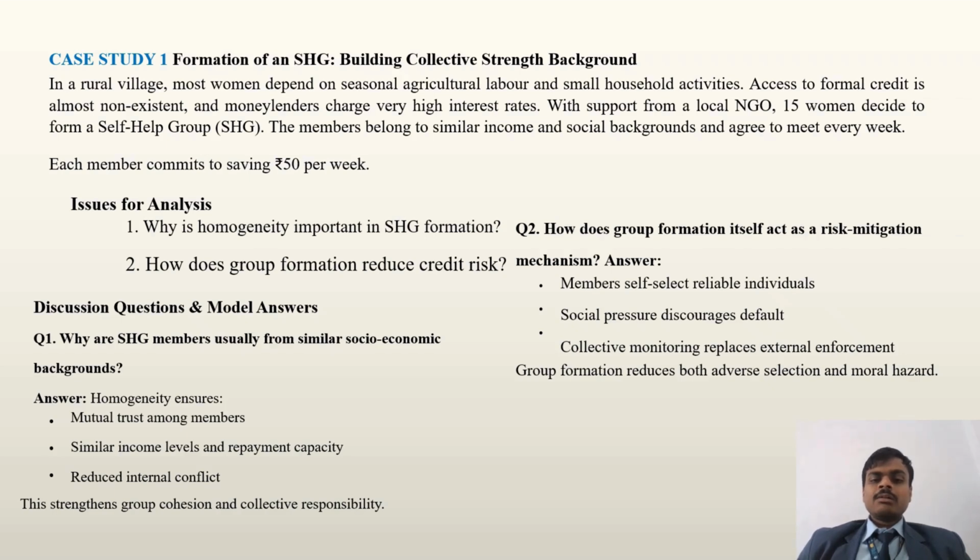Another question, how does group formation reduce credit risk? In the following ways, group formation reduces the credit risk: members choose responsible people, social pressure forces repayment, everyone monitors each other's task. So chances of default are low in this.